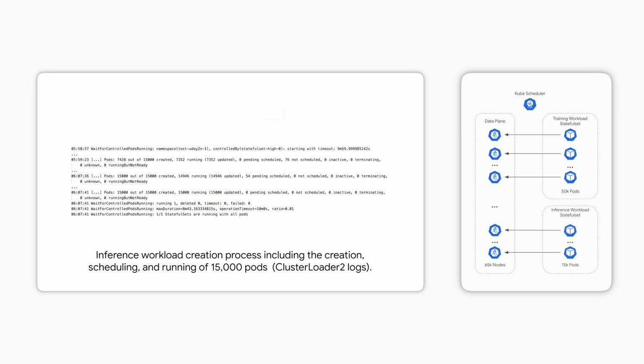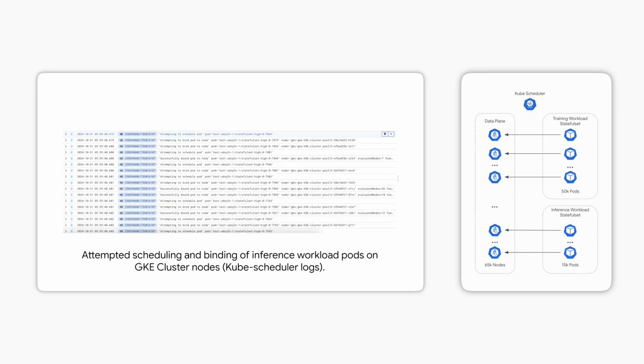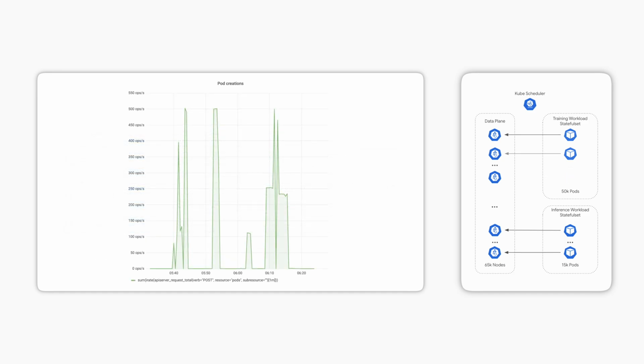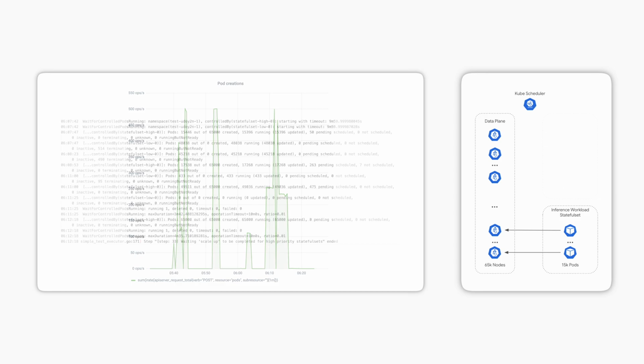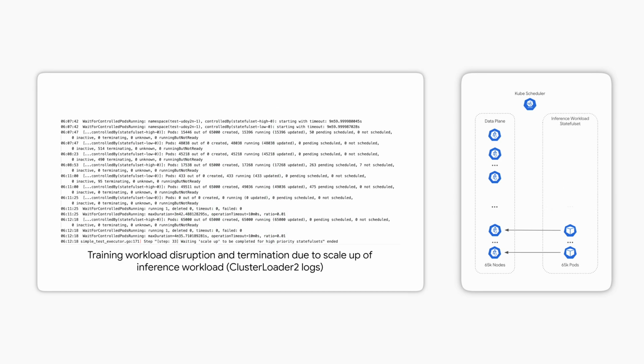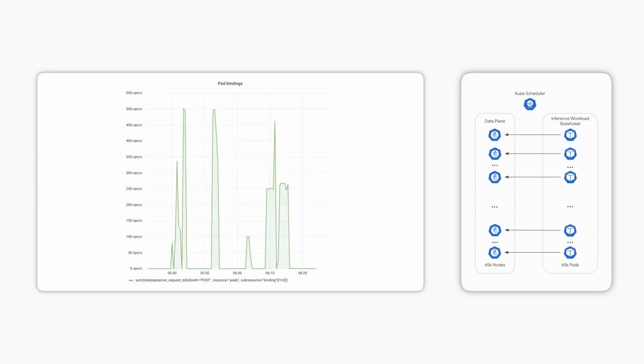As our higher priority inference workload scales up due to increased traffic, for example, it will disrupt the training workload and stop it completely, as the training workload has an all or nothing property. This will enable us to scale the inference workload to 65,000 nodes, each pod again mapping to one node. We observed the pod scheduling throughput reaching up to 500 pods per second.